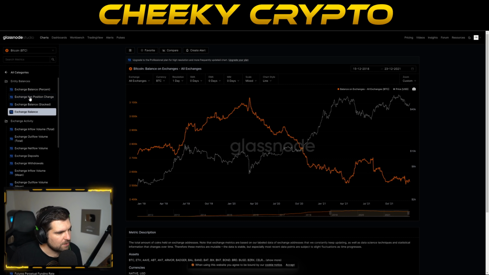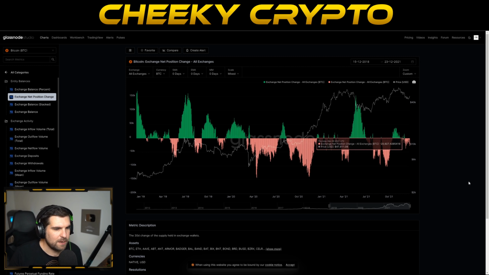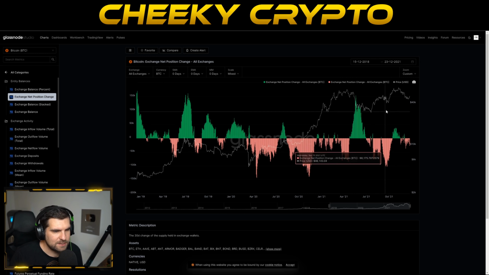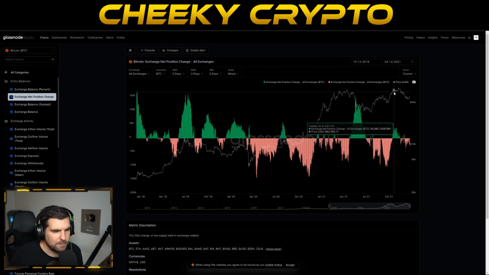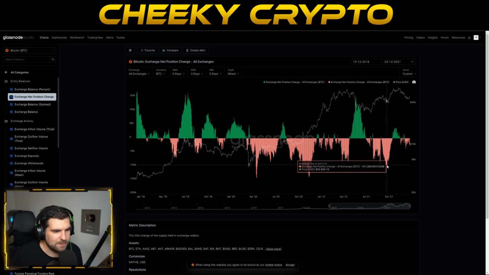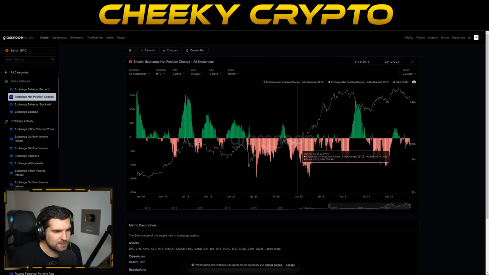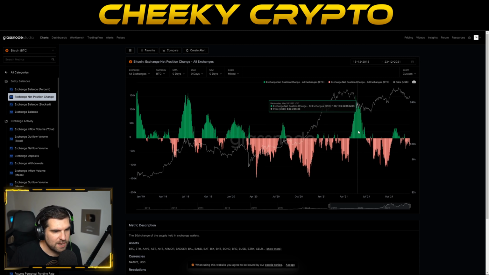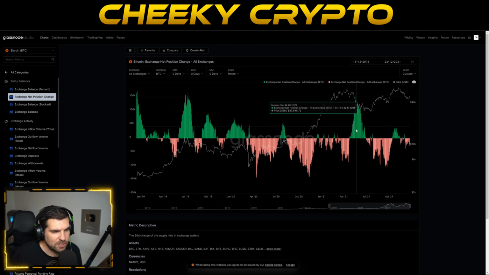The other thing that's really important to note as well is the net position change. I spoke about this quite a bit recently, but what you can tend to see is as the price moves up, usually you see Bitcoin leave the exchanges, right? So for example, you can see here the price of Bitcoin moving up, and you see basically this red section here. The net change is that Bitcoin has left the exchanges. As the price pulls down, you see Bitcoin coming back on the exchanges, right?